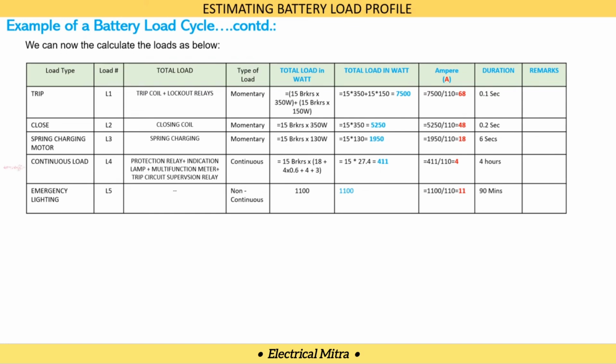Continuous load on the battery bank can be calculated by adding up all the continuous loads like protection relay, indication lamps, multifunction meter, trip circuit supervision relay, etc. This load works out as approximate 4 amps, and the duration of the continuous load in our example will be approximately 4 hours. While the load for emergency lighting works out as 11 amps, and the duration of this load is 90 minutes.